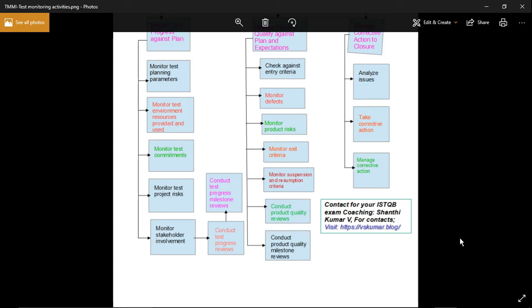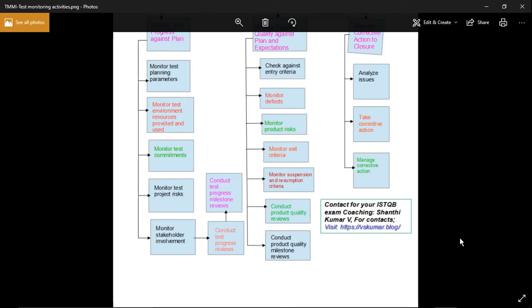And next one is monitor product risks. Whatever risks were planned and mitigated during test planning, those need to be identified. At the same time, new risks also need to be identified, and the variations need to be escalated to the management. And next one is monitor exit criteria. What was the exit criteria planned for a particular test execution, that needs to be identified, and what is the current situation, whether we are able to conduct the complete planned test scenarios under execution, and what variation has happened, those need to be identified.